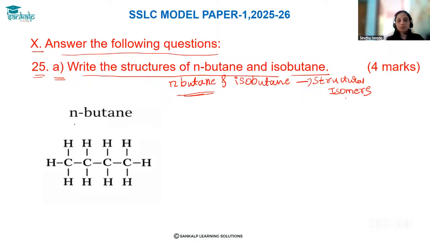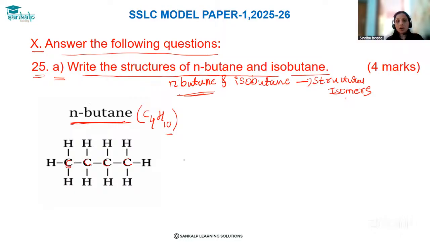See here, this is the structural formation of n-butane. The molecular formula of n-butane is C4H10, 4 carbon and 10 hydrogen, right? See 1, 2, 3, 4. 4 carbon atoms are there, bonded with the 10 hydrogen. This is the n-butane structure.